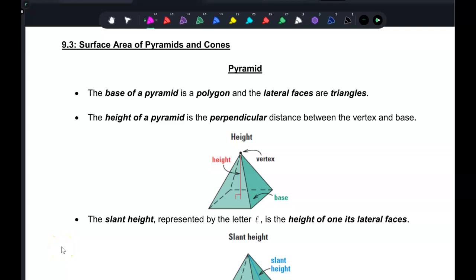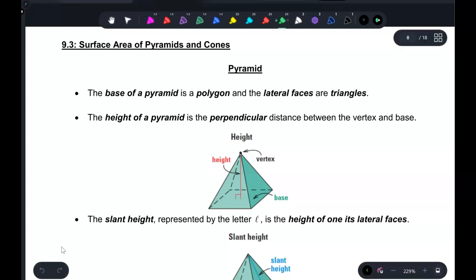Each base of a pyramid is a polygon. So we can have, this would be a hexagonal pyramid because it has a hexagon. This is a triangular pyramid because the base is a triangle. And this is a rectangular pyramid because the base is a rectangle. Okay? All right. So all the other sides, the ones that go round, right?